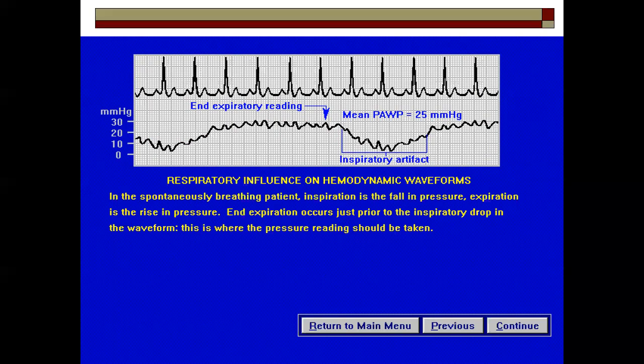Respiratory influence on your waveforms. This is a wedge pressure waveform, and this is a much better rolling waveform illustrating it. You have the end of expiration here, the increase in our intrathoracic pressure, and then we have our inspiratory artifact. This is not an accurate reading for us because of the intrathoracic pressure change. So in expiration we see a rise in that pressure, and just prior to that drop for the inspiratory change is where we're looking at what the actual wedge pressure is.